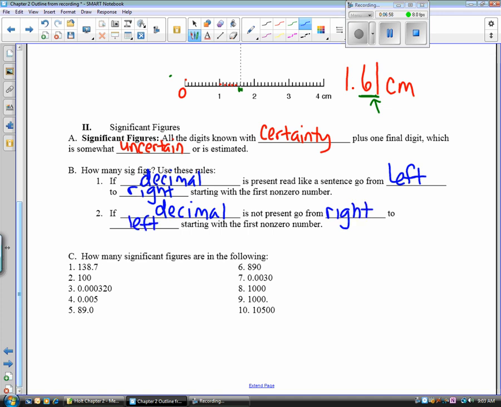We're going to start counting both of these with a non-zero number. So any number that's not 0. And once you start counting, you don't stop.